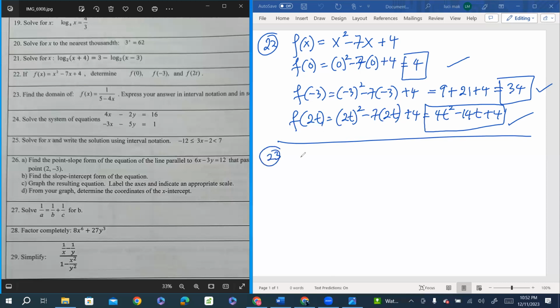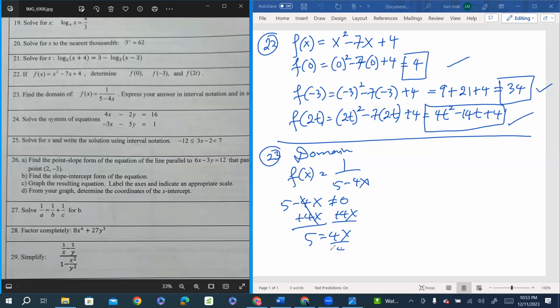So we want to find the domain. We know this is a rational function. So we have f of x is equal to 1 over 5 minus 4x. We know for the domain of a rational function, the denominator can't be 0. So 5 minus 4x should not be 0. So I could add the 4x to both sides. This cancels out. 5 equals 4x, divided by 4. So x should not be equal to 5 over 4.